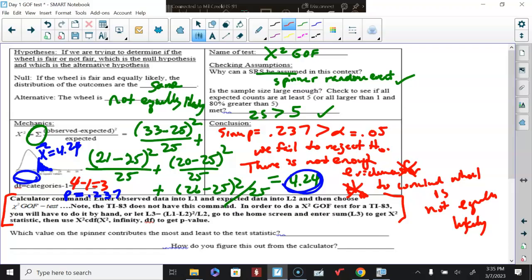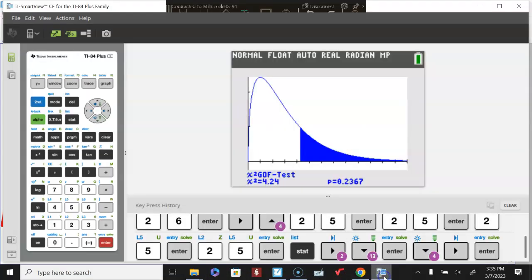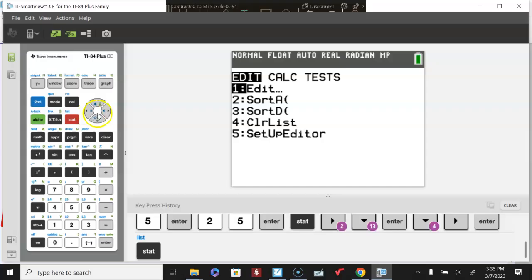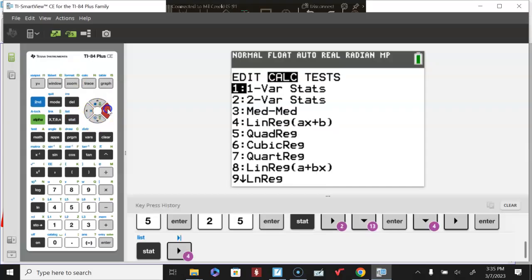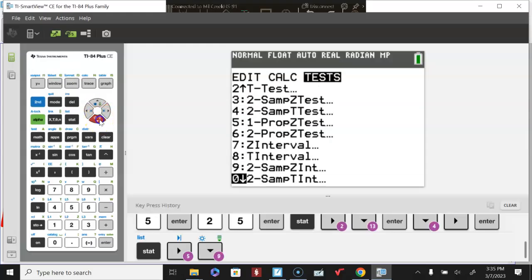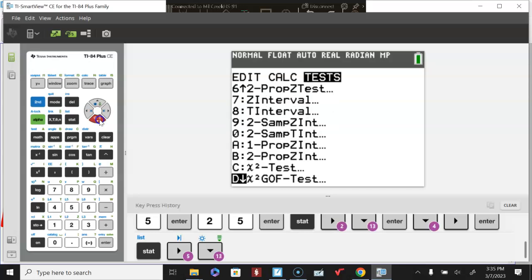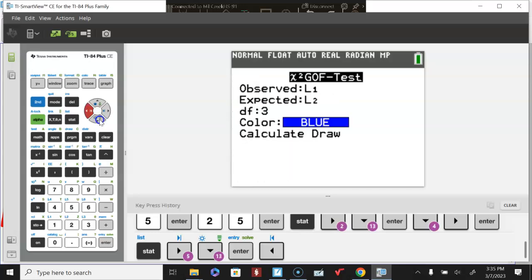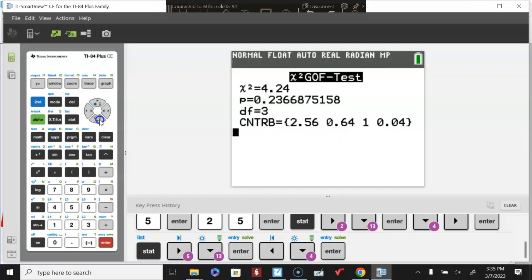All right, now we're going right underneath. We want to determine which value on the spinner contributes the most and the least to the test statistic. So if I go back to the calculator, if I choose the calculate feature instead of the draw feature, we're going to hit stat, test, and go down to chi-squared goodness of fit test, which I think is down here, letter D. There it is. But instead of draw, we're going to hit the calculate feature.